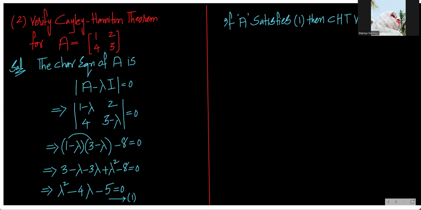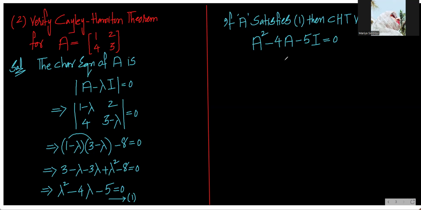Then Cayley Hamilton theorem is verified. If A satisfies equation number 1, then Cayley Hamilton theorem is verified. It means here just plug A in place of lambda. Replace capital A with lambda: A square minus 4A minus 5, and whenever a constant is there, we have to multiply with the identity matrix, is equal to 0. I. A square work we can do somewhere here in the rough column.